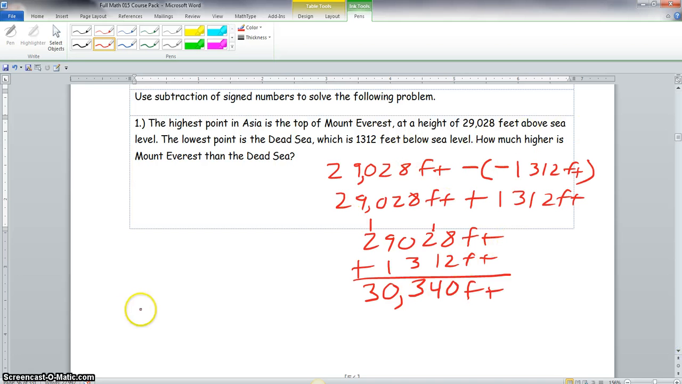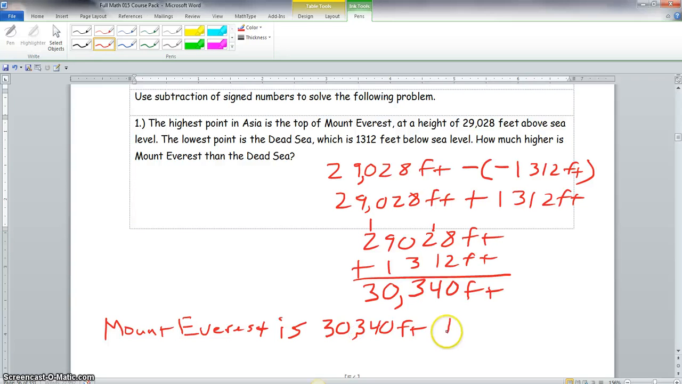Now we have to write this in a sentence. So we would say that Mount Everest is 30,340 feet higher than the Dead Sea. And that will be your final answer.